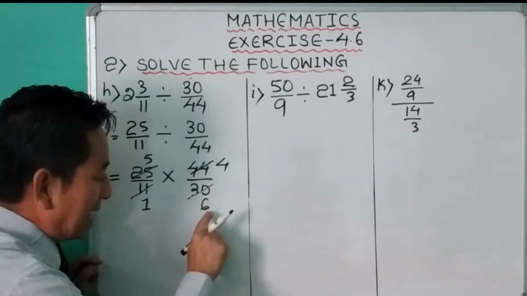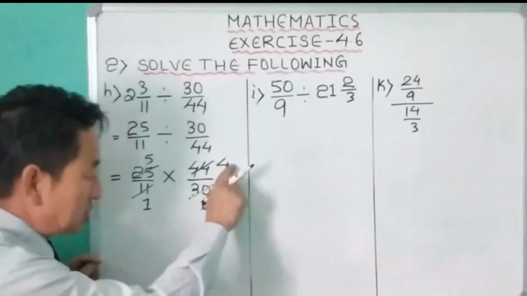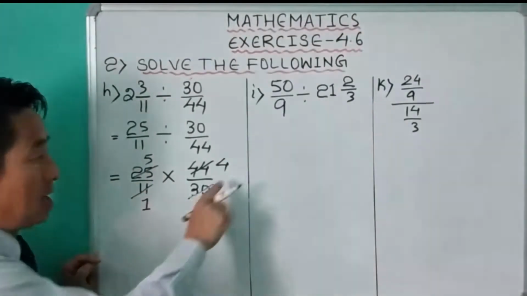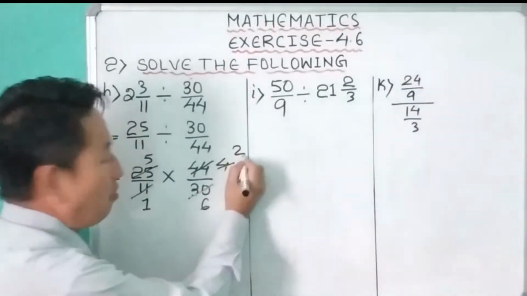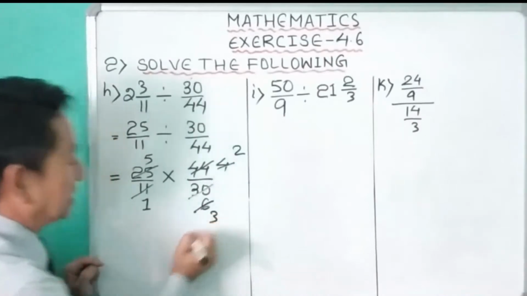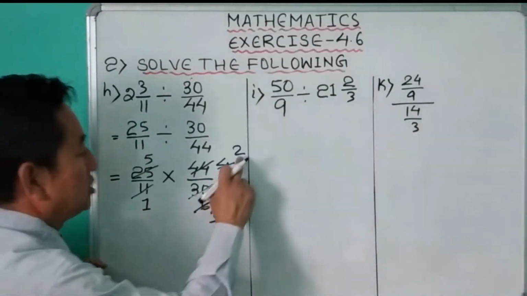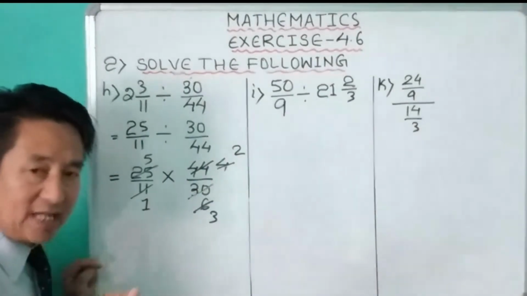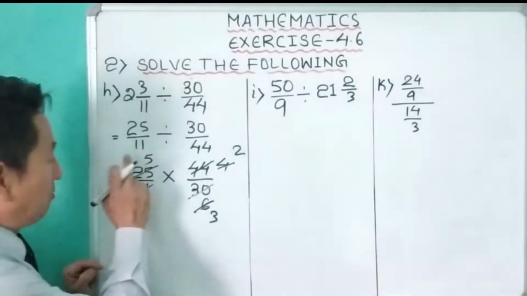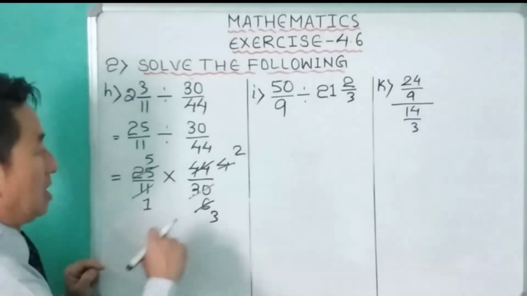So here 4 and 6 we can cancel. This is the numerator, this is the denominator. Both are divisible by 2. 2 twos are 4, 2 threes are 6. Now there is no common factor between 2 and 3, so these numbers cannot be cancelled by any number. So 5 and 3 we cannot cancel.